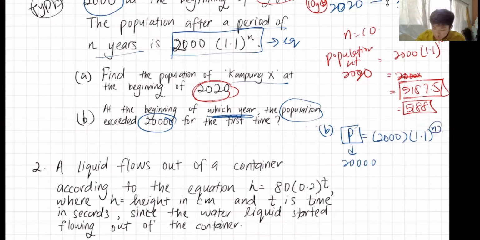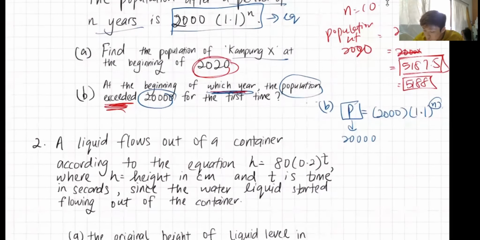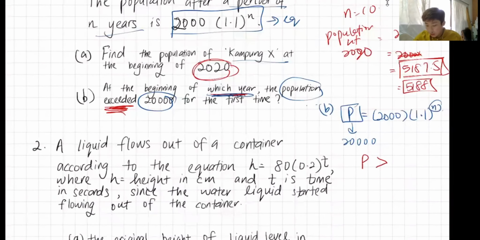They ask you, at the beginning of which year the population will exceed. They want exceed. They don't want exactly 20,000. Exceed 20,000 means after which year it will exceed, the population must be greater than 20,000. Why greater? Because they want to exceed. Exceed 20,000 means they want it to be more than 20,000. That's why I put a greater sign here. You understand what I'm doing?